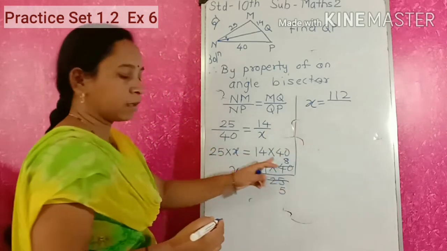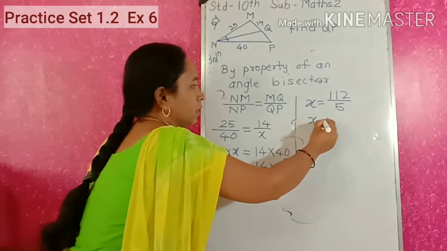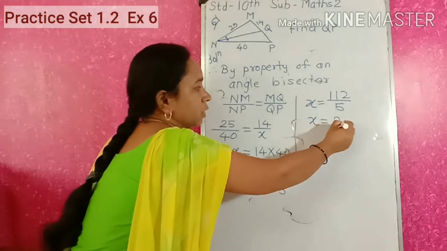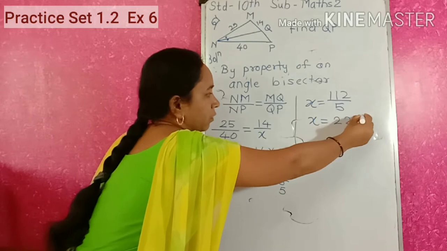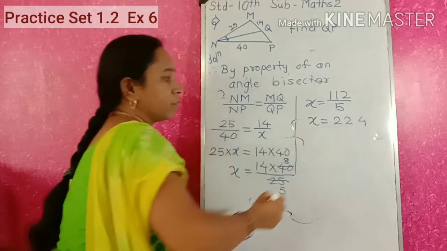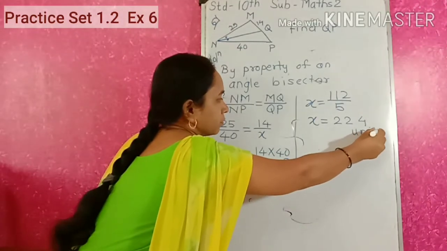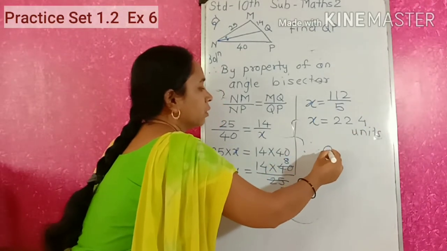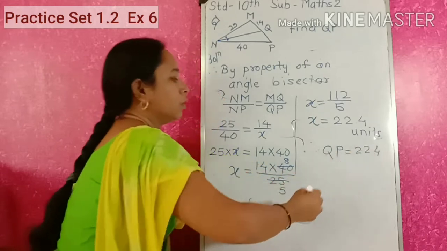14 8s are 112, and divided by 5. If you divide it you will get 5 2s are 10, 5 2s are 12, 22.4. Therefore, QP is equal to 22.4 units.